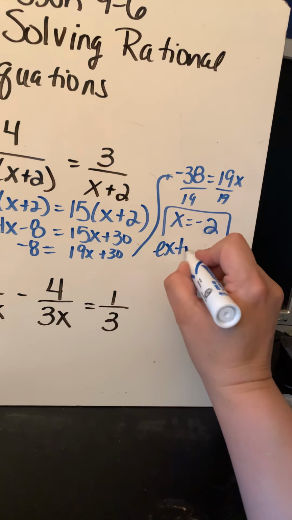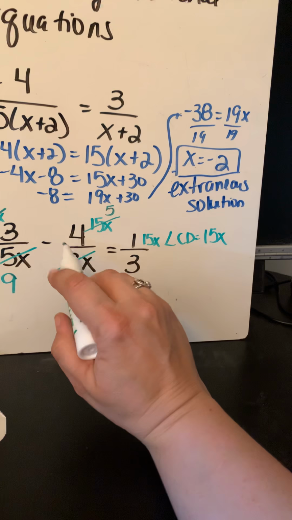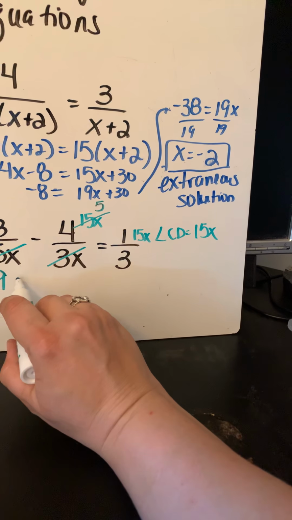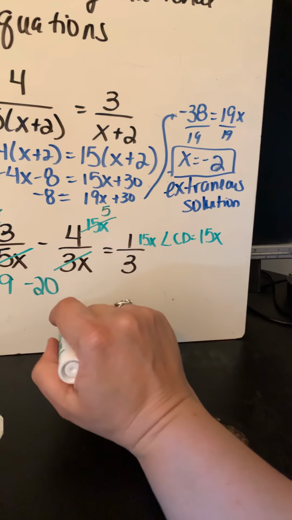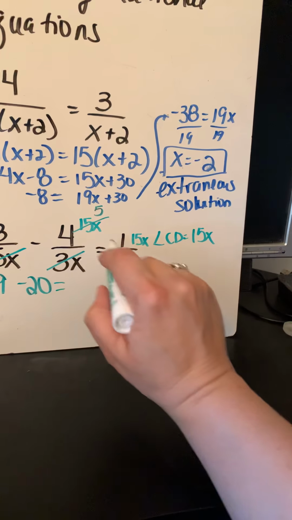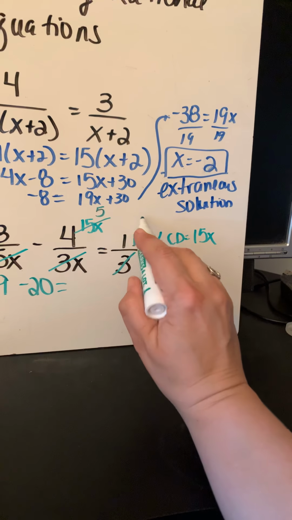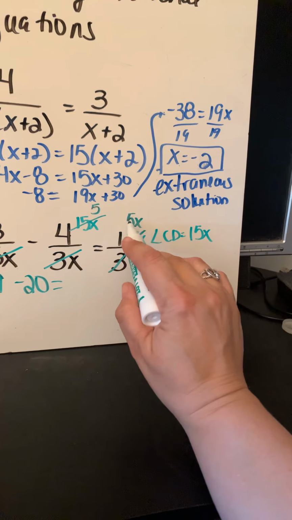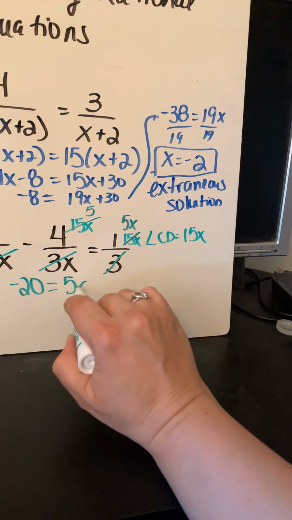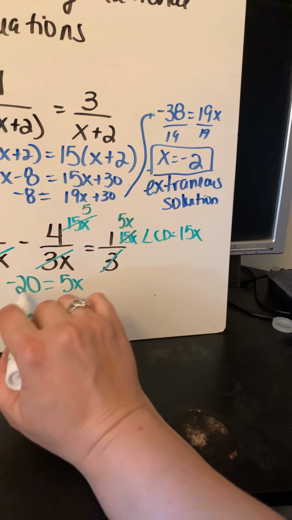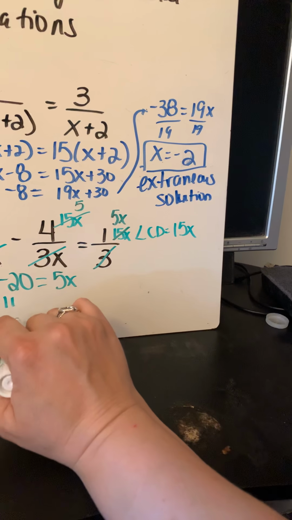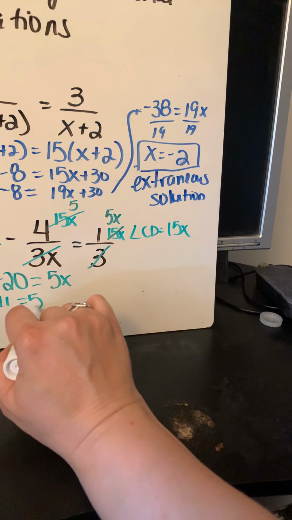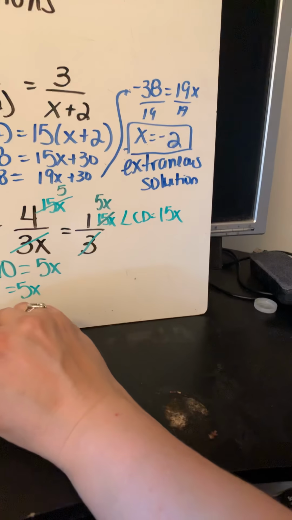This one here, how many times does 3x go into 15x? 5. Because the x's cancel, 3 goes into 15 5 times. What's -4 times 5? -20. I just cleared that fraction. Equals 3 goes into 15x, 5x times, because you got that x left over, that x didn't cancel. 5x times 1, 5x. Simplify. What's 9 minus 20? -11 equals 5x. Divide by 5.